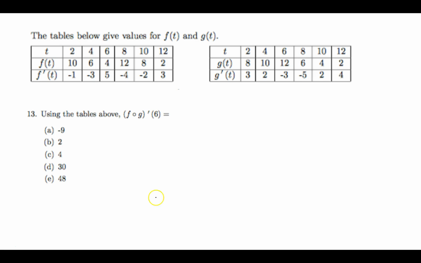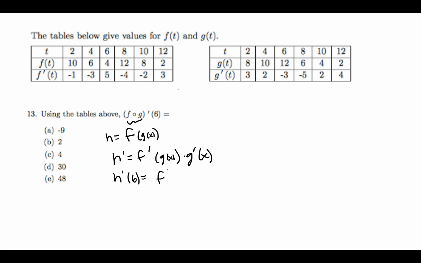And then the last one of these is f circle g, but that's better read as the same thing we had before, but in different order. This is f of g of x. The derivative of that is f prime of g of x times g prime of x. If you want this at 6, then what you do is you take f prime of g of 6 and you multiply that by g prime of 6.